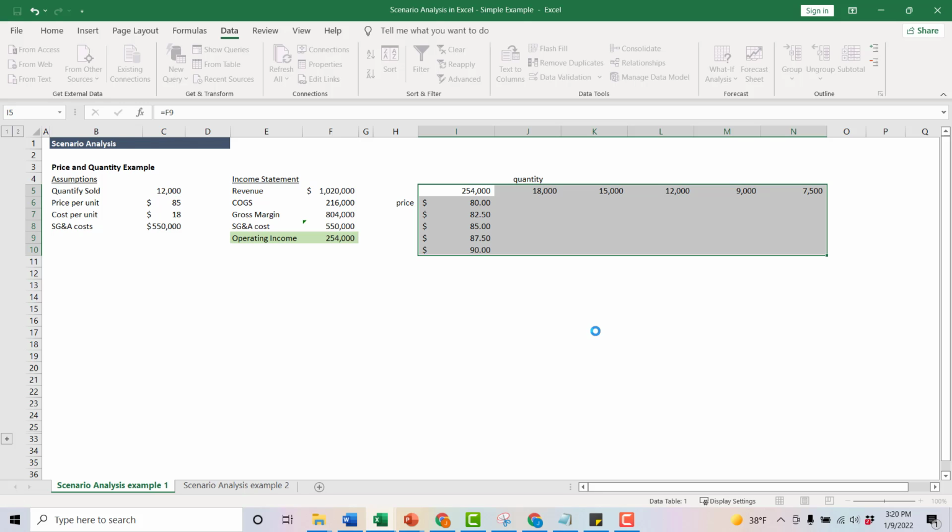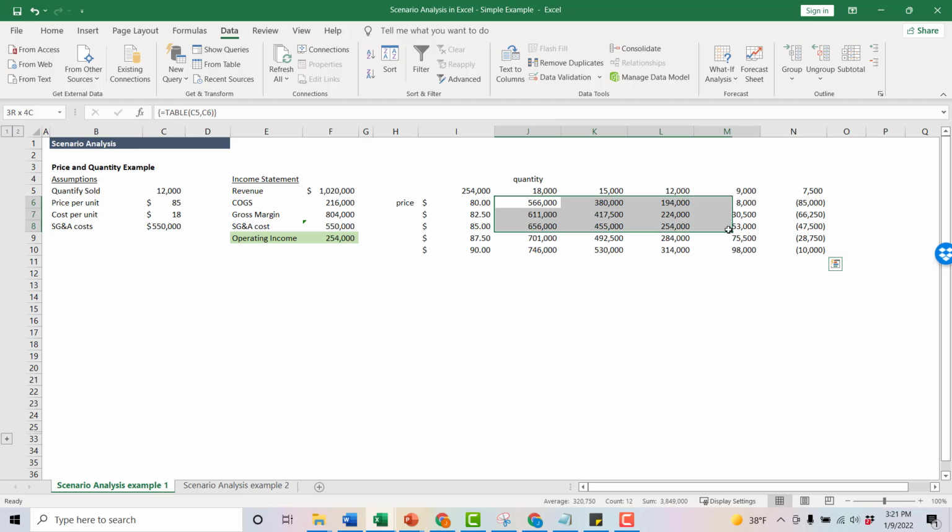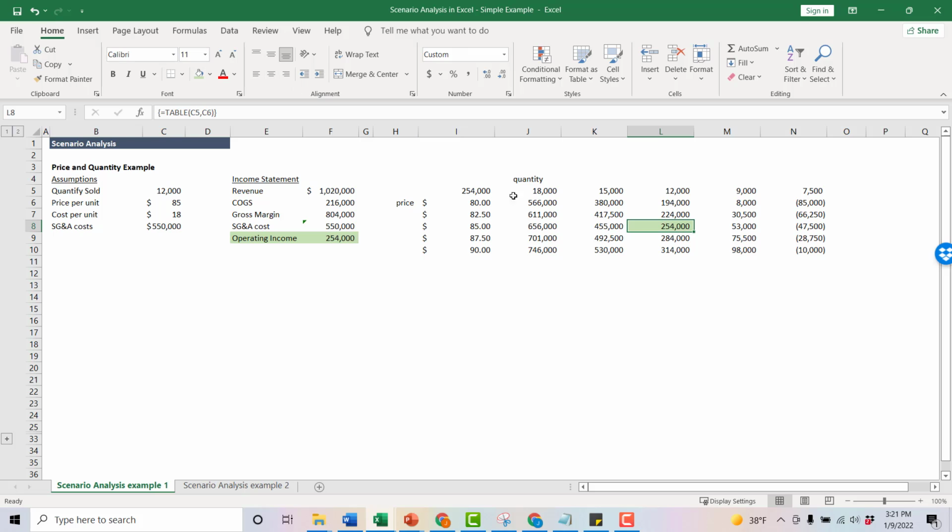You hit OK, and you wait for it to come in, and bingo, you can see, and I'll highlight the middle here, this is kind of our base case here, but if our quantity went up to, let's say, 15,000 at the same price, you actually jump all the way to 455,000 of operating income. On the flip side, if you went down to 7,500, you're down to a loss. And you can see how, based on price going up, you make more money, price going down, you make less money, and as quantity goes up, you make more.